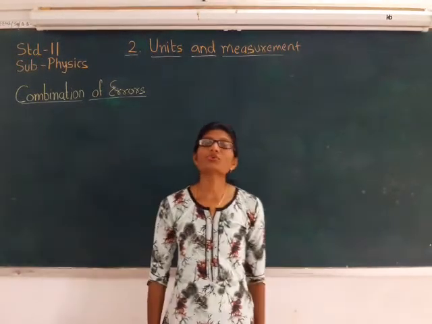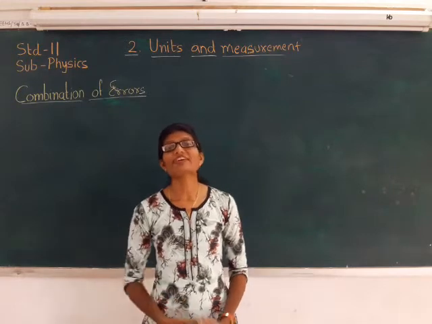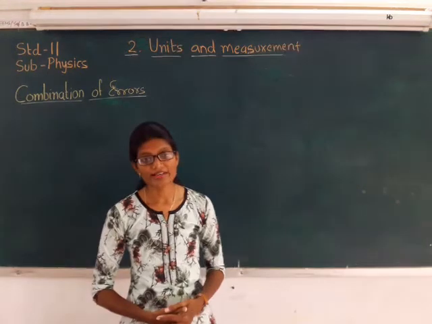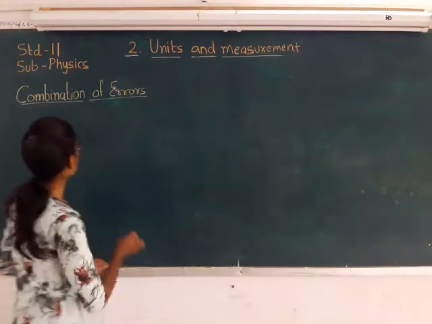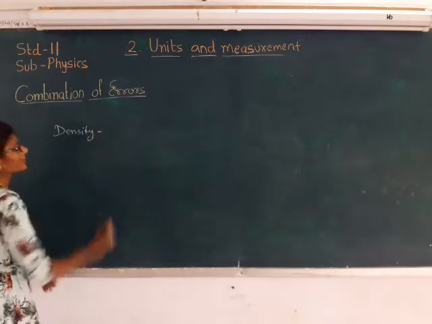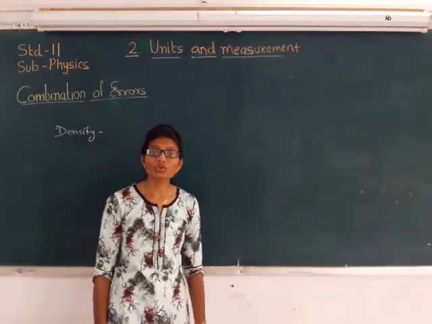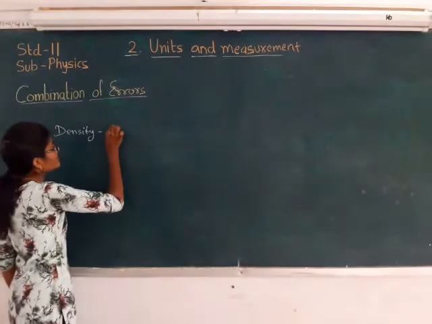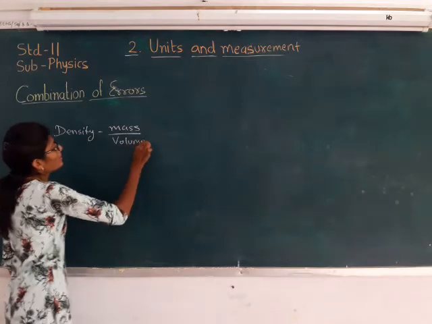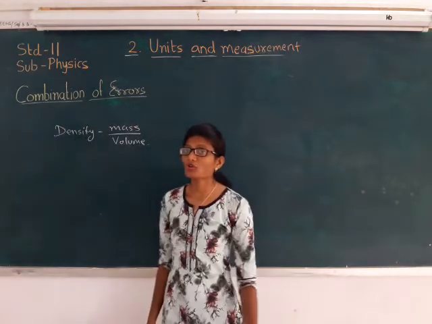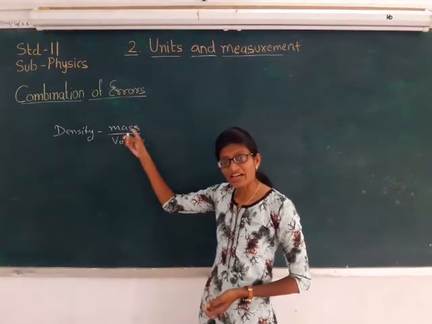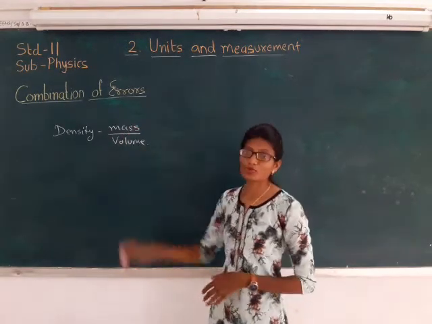Now see, when you do the experiment, you take several measurements and in those measurements you get errors. So, as for example, I want to measure the density of the material, and we know density is nothing but mass upon volume, right? If you want to measure the density of a material, then we should calculate first the mass of that material and then the volume of the material.